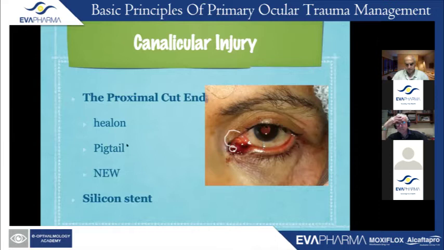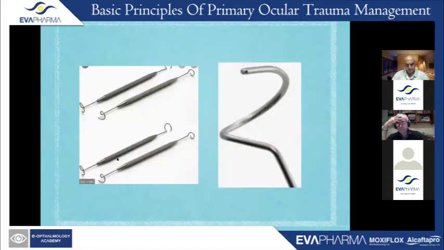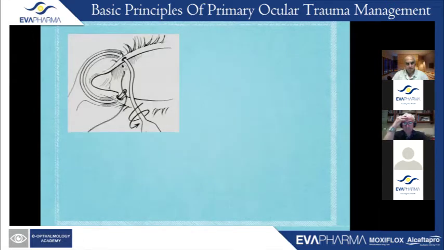The other thing, you can use an instrument called the pigtail. What is the pigtail? This is the pigtail here, as you can see. There is a hole in this pigtail, and I will show you how we can use it. First of all, you enter from the upper punctum, for example, if the cut is here, through the upper canaliculus into the common canaliculus, then the lower canaliculus, and you go out of the proximal end of the cut of the canaliculus.